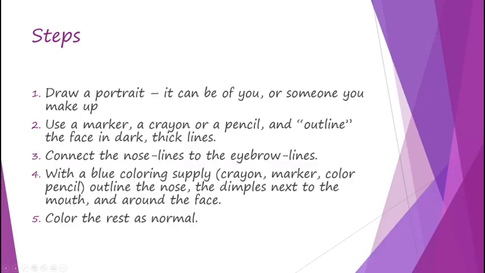So if you have not drawn the portrait, that is the first step you need to work on. It can be you, it can be someone you make up. Using a marker, a crayon, or a pencil in black, do the outline of the faces in the dark, thick lines. Make sure you connect the nose lines with the eyebrow lines. Then, and this is the step that we're adding today, we're going to use the blue coloring supply, crayon, marker, color pencil, whatever you got, to outline around the nose, the dimples next to your mouth, and around the face. And then color the rest of the person as you would.